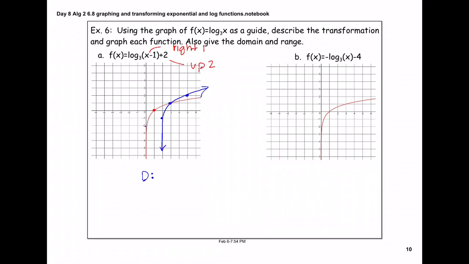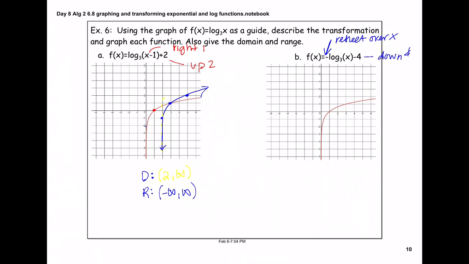Our domain would be our x values. It approaches 2 but does not touch 2 and goes to positive infinity. Our range is what they said on the previous slide, negative infinity to positive infinity. Looking at this next example, this negative is going to reflect over the x-axis. It doesn't move left to right any, but it moves down 4.